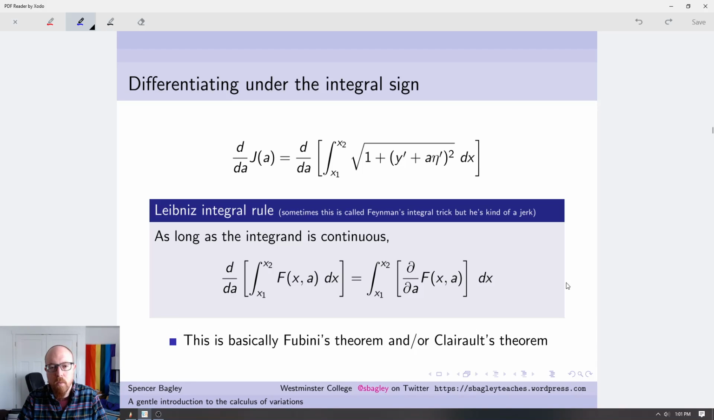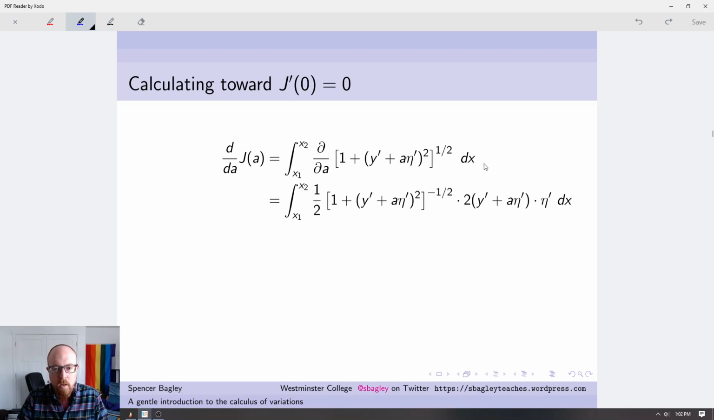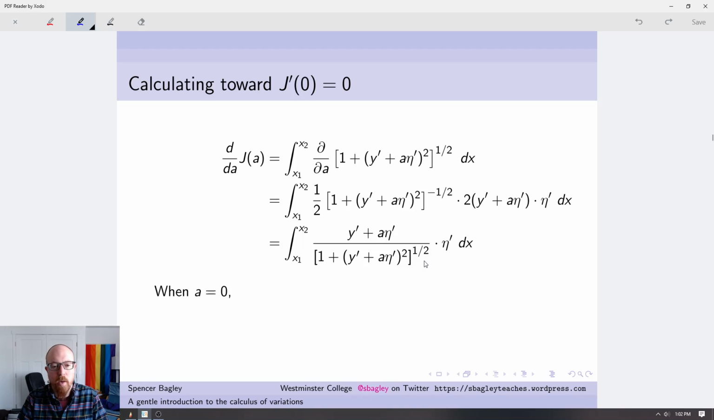It's not too bad. All right, so let's do this calculation, and I'm calculating toward the idea that J prime of 0 ought to be 0. So I've got the derivative of my function of a. I've done my differentiation under the integral sign trick. Let's do the calculation here. It works out to be this, and if I simplify a little, here's what I get. And now I want to think of this when a equals 0. So I'm thinking of evaluating the derivative at the point a equals 0, and I'm told that I'm supposed to get 0 by my hypotheses. And here's what I really get when I substitute 0 in.